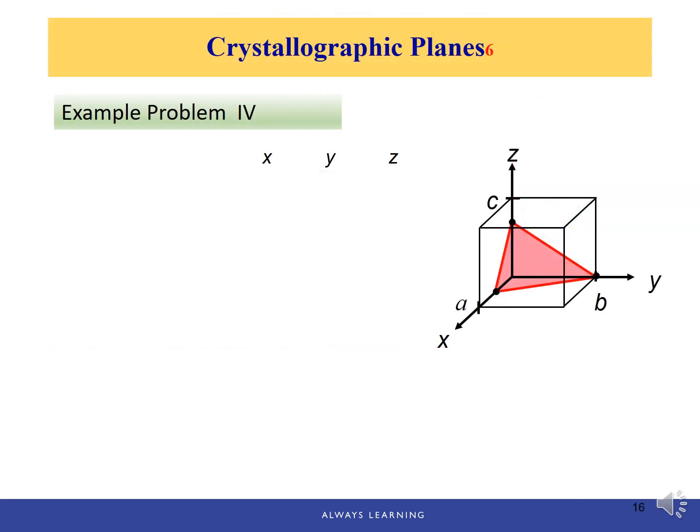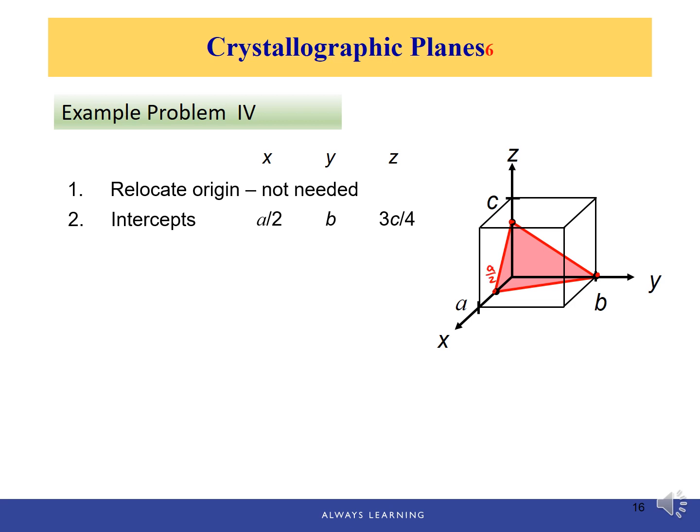Problem number 4, this is the easier one. Again, we check, do we need to move or relocate the origin? No, there's no need to do that. And then second step, find the intercepts with the x, y, and z axis respectively. Those points, assuming they are not in the middle, we should have numbers given, but it's not. So this is in the middle of the edge. And for the y, it's b. For the c, it's 3 over 4 c here.